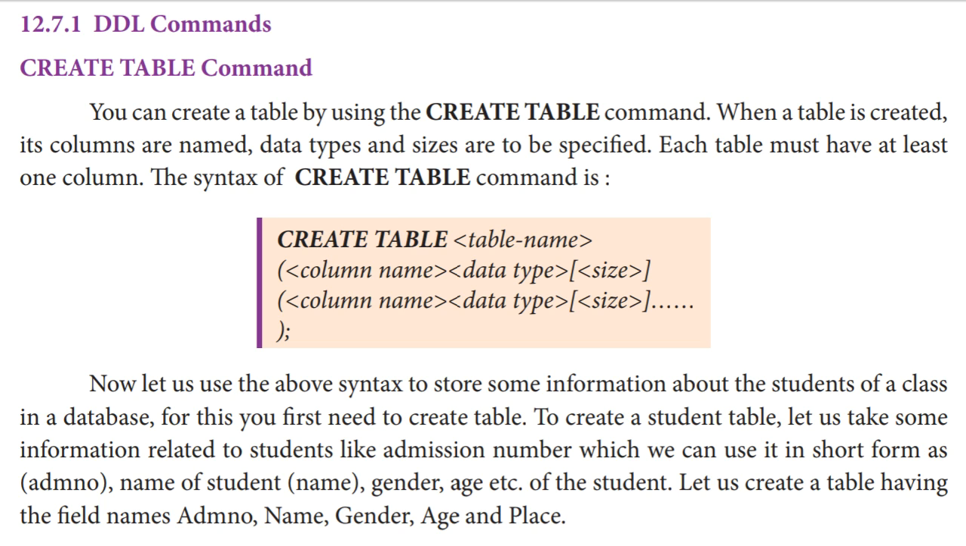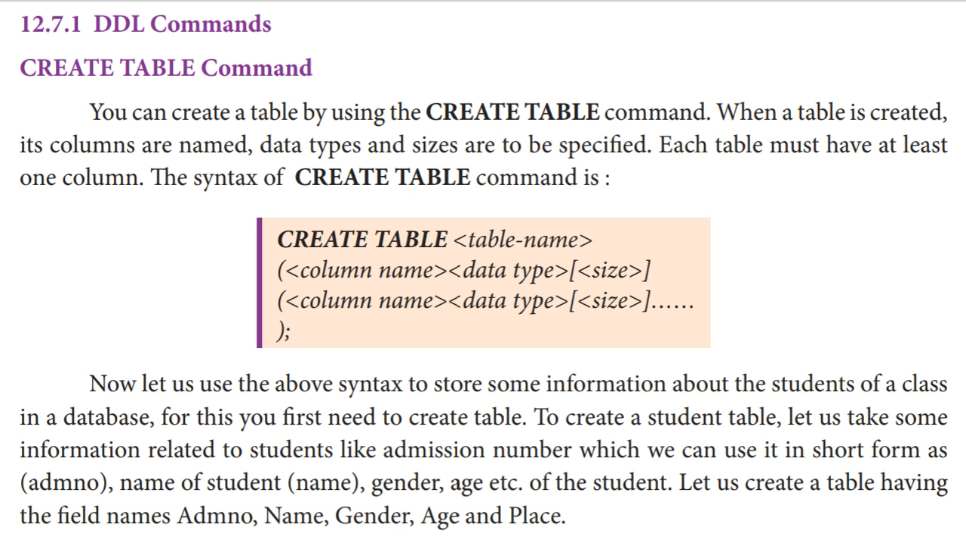When a table is created, its columns are named, and data types and sizes are to be specified. So when we are creating a table, we have to name the columns as well as mention the data types and their sizes. Each table must have at least one column. So minimum we need one column in a table, and maximum we can keep n number of columns.